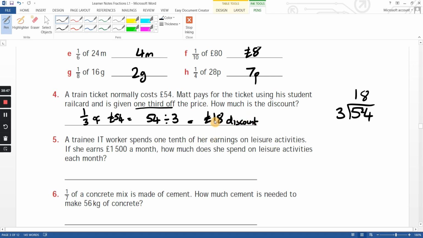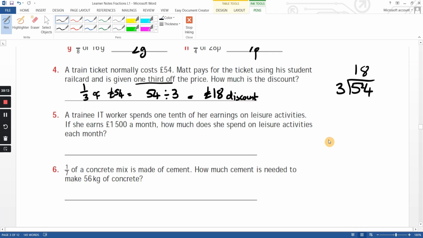Yeah, which is what it's asking for. How much is the discount? So just be careful, don't go beyond this point and start taking it away from the £54 and working out the price of the ticket, because it's not asking for that. All they're asking is how much is the discount. £18 is your discount, so that's your answer. Always recheck what it is asking.